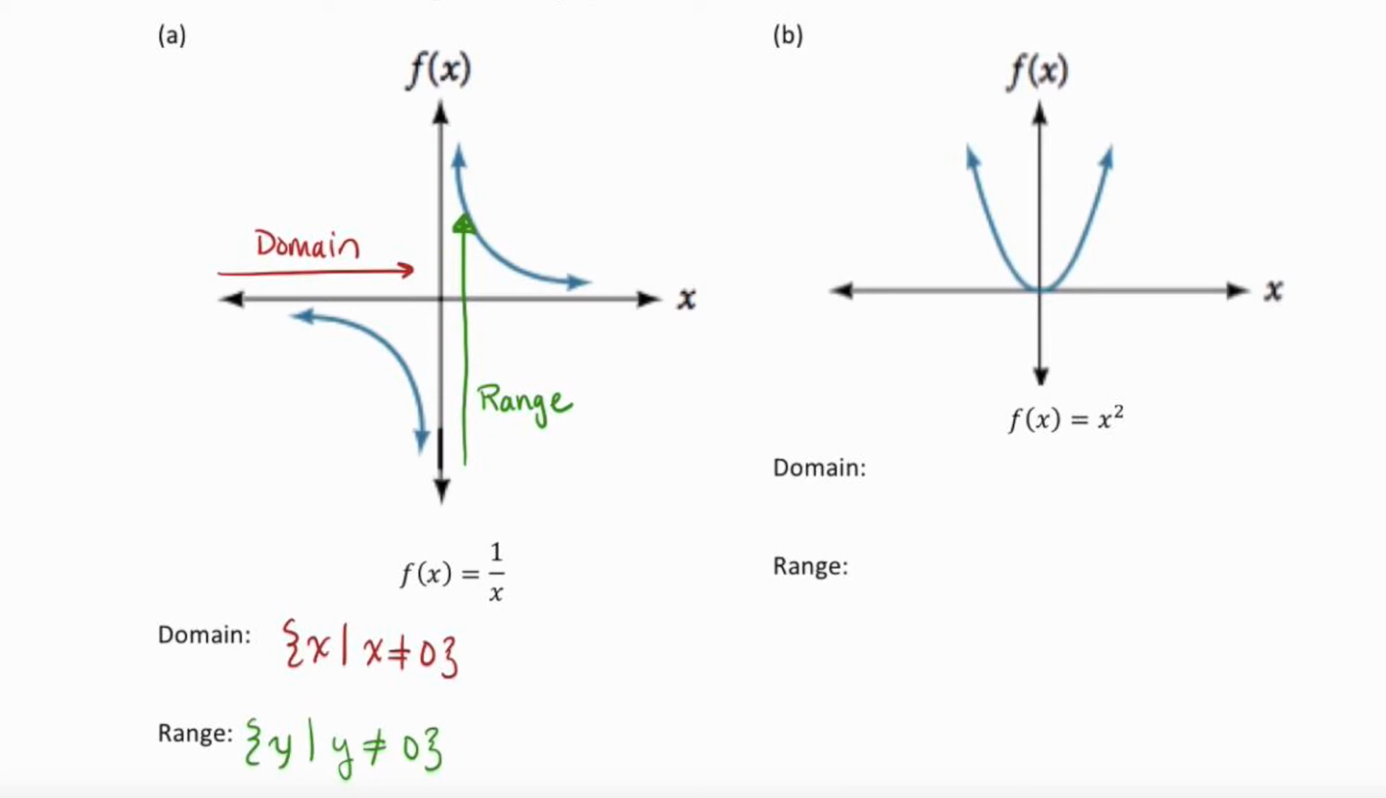The domain and range will not necessarily match for every graph you look at. Let's examine example B, and you'll see a domain and range that are different. So for example B, our function is a parabola, f of x equals x squared. So let's travel along our horizontal axis this way. And if you notice, this arrow here is pointing off in this direction. That means this parabola goes off forever in this direction.